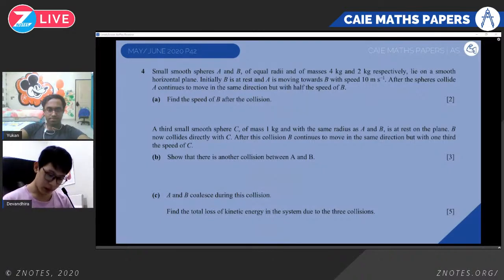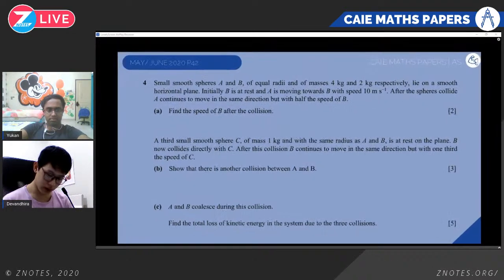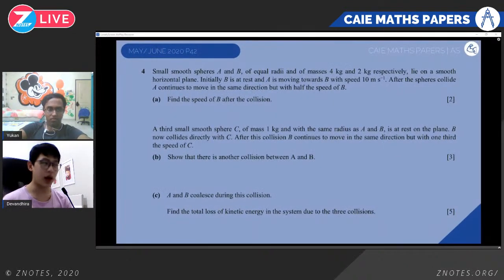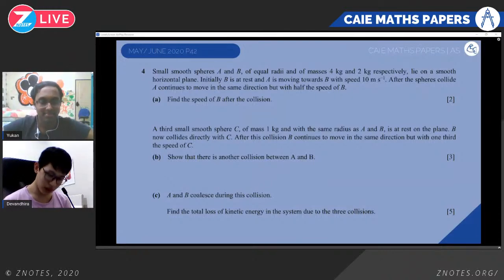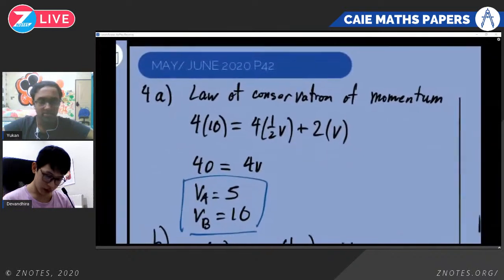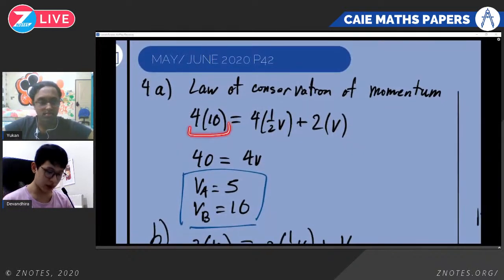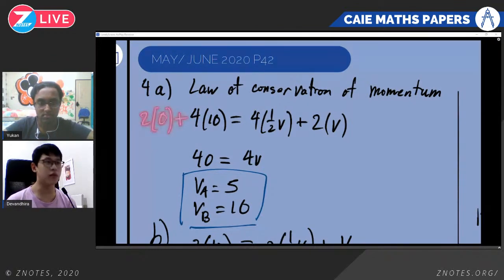In these kinds of questions where you have mass and speed and they collide, that's telling you to use the law of conservation of momentum. Right here, we have A moving at 10 meters per second, and B is at rest. There should be 2 times 0 here, but because it's 0, we just ignore it. It has to equal the sum of the momentums of each ball. So initial momentum is equal to the final momentum.